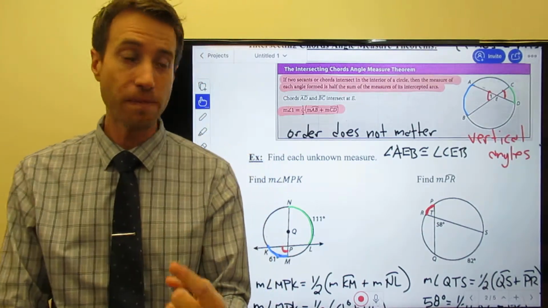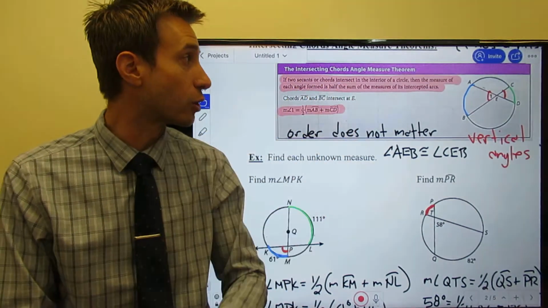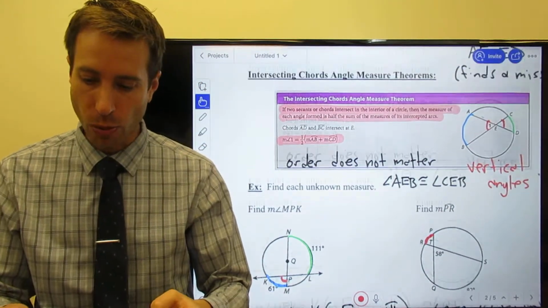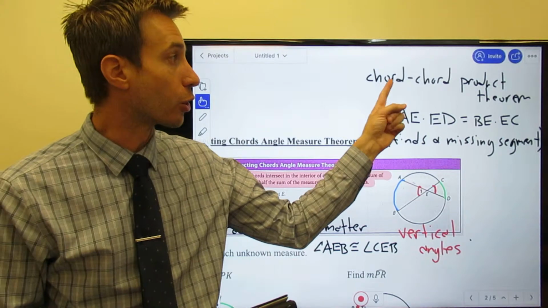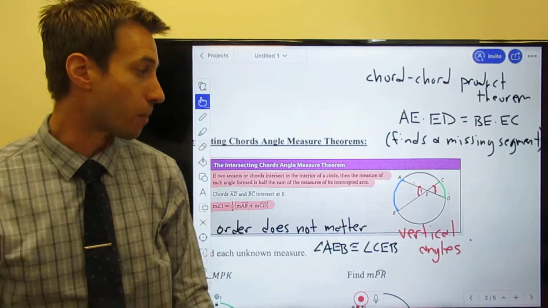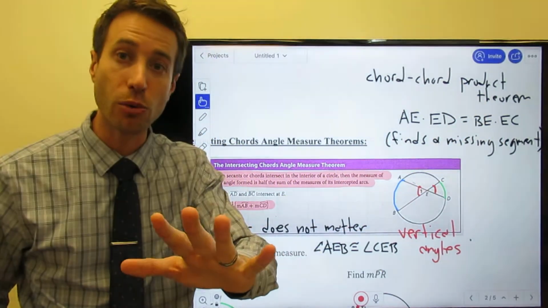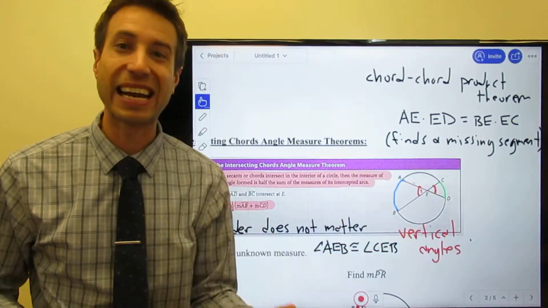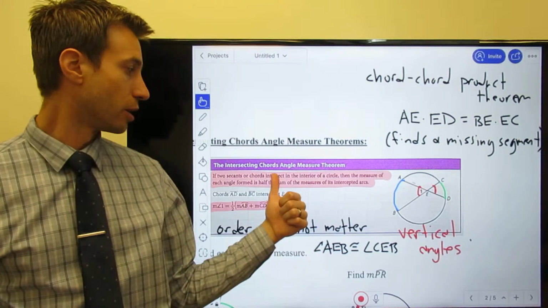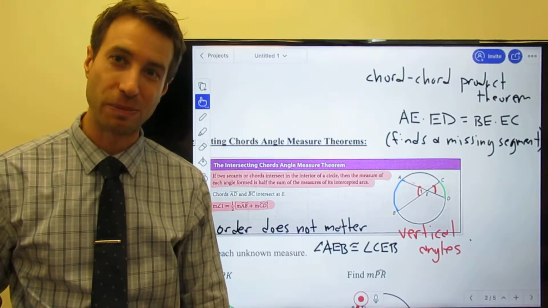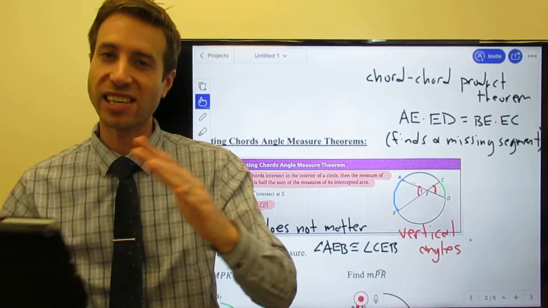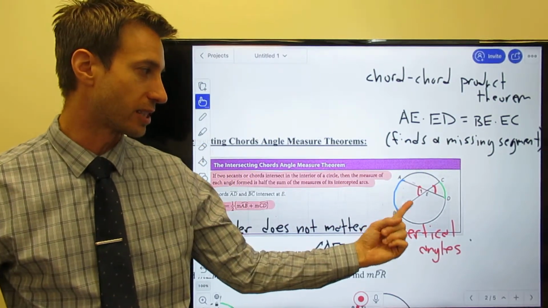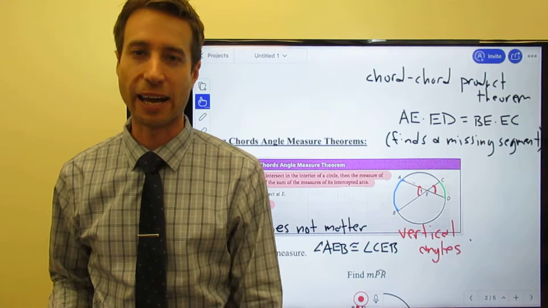So our first theorem is going to be this one, the intersecting chords angle measure theorem, which is related to what we did in the last section, the chord product theorem. So if I give you this guy and you don't know a segment, chord product theorem. If I give you this guy and I ask you for the measure of an angle, you'll use the intersecting chord angle measure theorem, right? They go together from the last section to this section. Those two go together to help you solve for an unknown, either an unknown segment or an unknown angle measure.